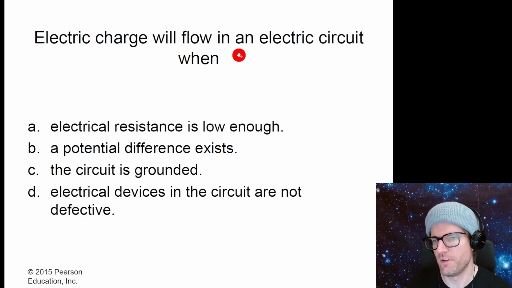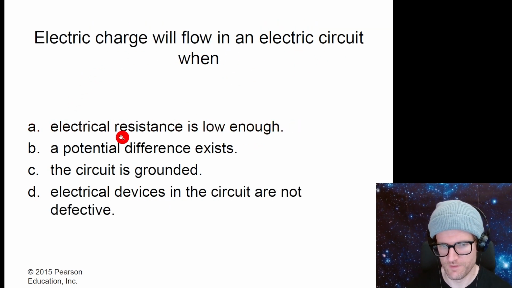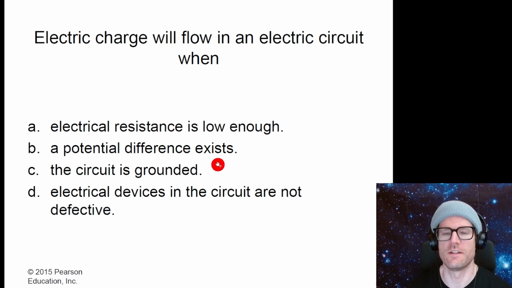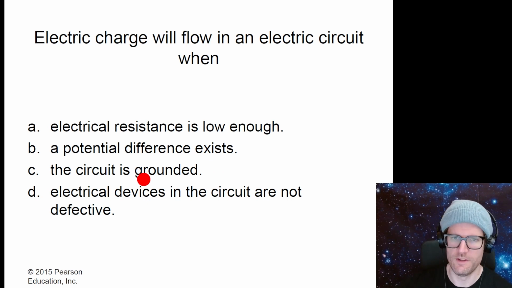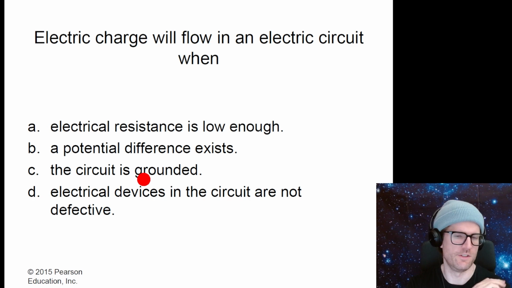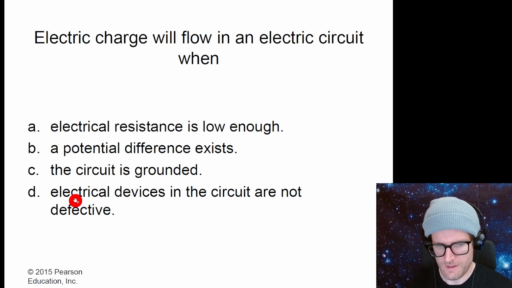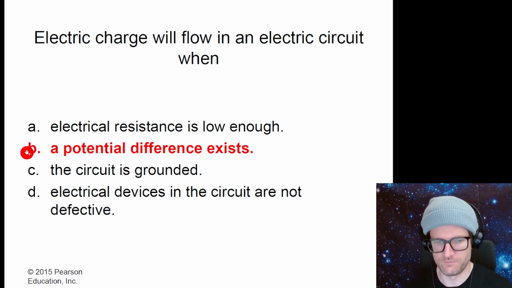Electric charge will flow in an electric circuit when electrical resistance is low enough. That sounds good. A potential difference exists. That's even better. The circuit is grounded, not necessarily. Grounded means we stick a pole into the ground and define where our 0 voltage is, but a potential difference is most important. Electrical devices in the circuit are not defective. Well, that's important too, but I think B is the critical component.